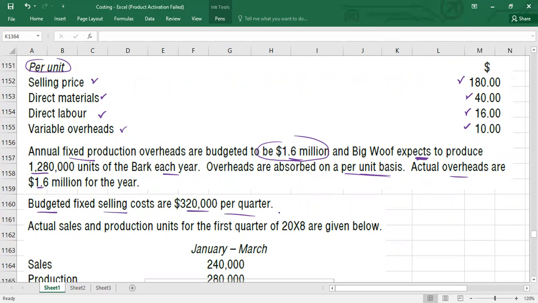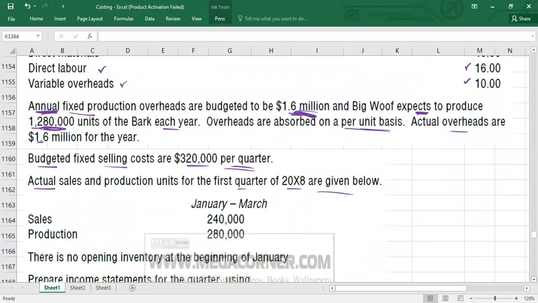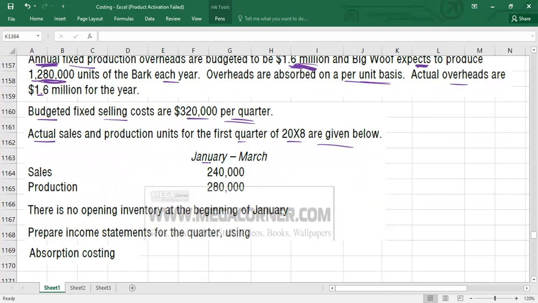This is quarterly data, and if you look here, this other data is annual. But here we have quarterly data. Actual sales and production units for the first quarter of 20x8 are given below. From first quarter January till March, we have sales of 240,000 units and production of 280,000 units. There is no opening inventory at the beginning of January. Prepare the income statement by using absorption costing. How is it going to work, guys?